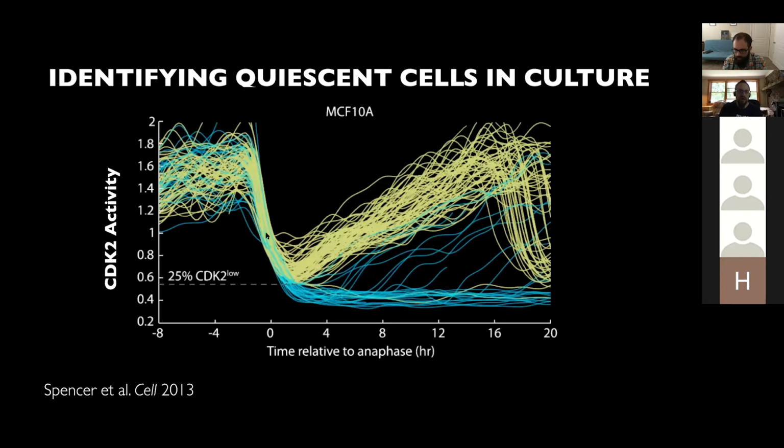And so if you take all of those traces and plot them, you see that she has this bimodal distribution of cells that are born into a CDK2 increasing state that go on to divide sooner, and cells that are born into a CDK2 low state that are quiescent and spend longer in G0.